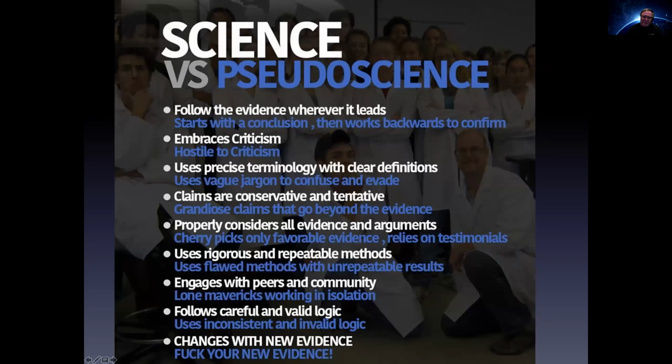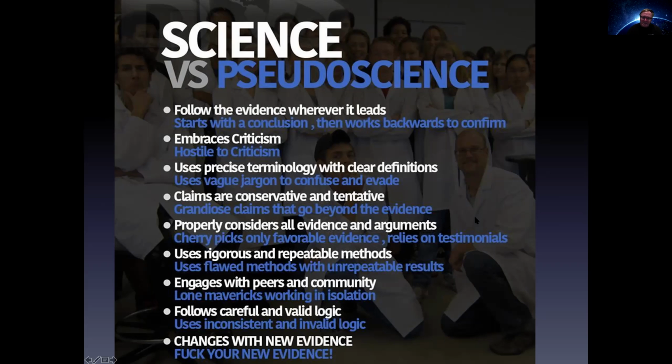Whereas a religion or Marxism or any other belief system starts with the conclusion, starts with what's given and works backward to confirm what tells them what they want to hear. Science embraces criticism. Religious systems and pseudoscience are hostile to criticism. Science uses precise terminology with clear definitions. Pseudoscience uses all this jargon that makes it impossible to tell what they really mean. Science claims are usually conservative and very tentative, whereas religions and pseudoscience will make very grandiose claims that go beyond any evidence that you can evaluate.